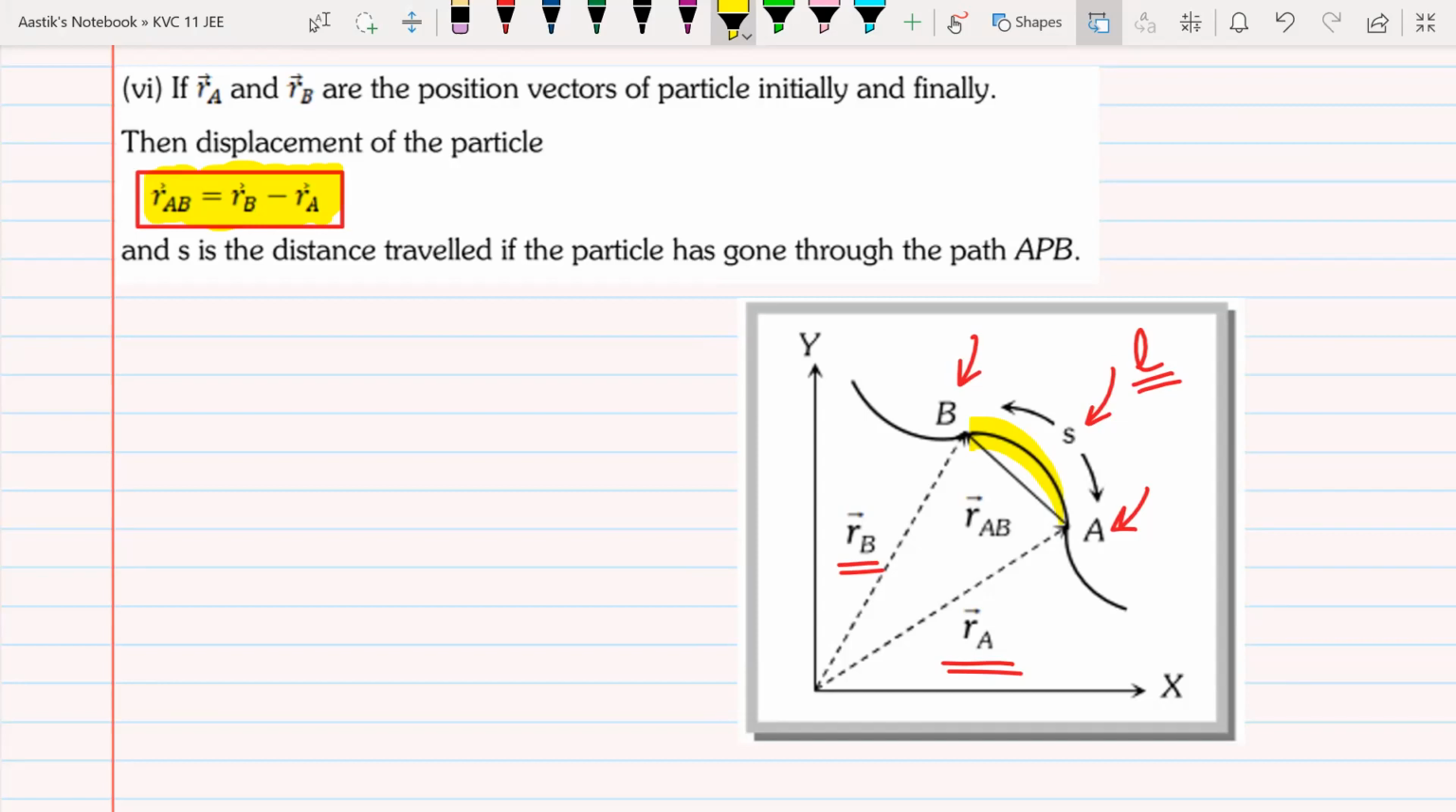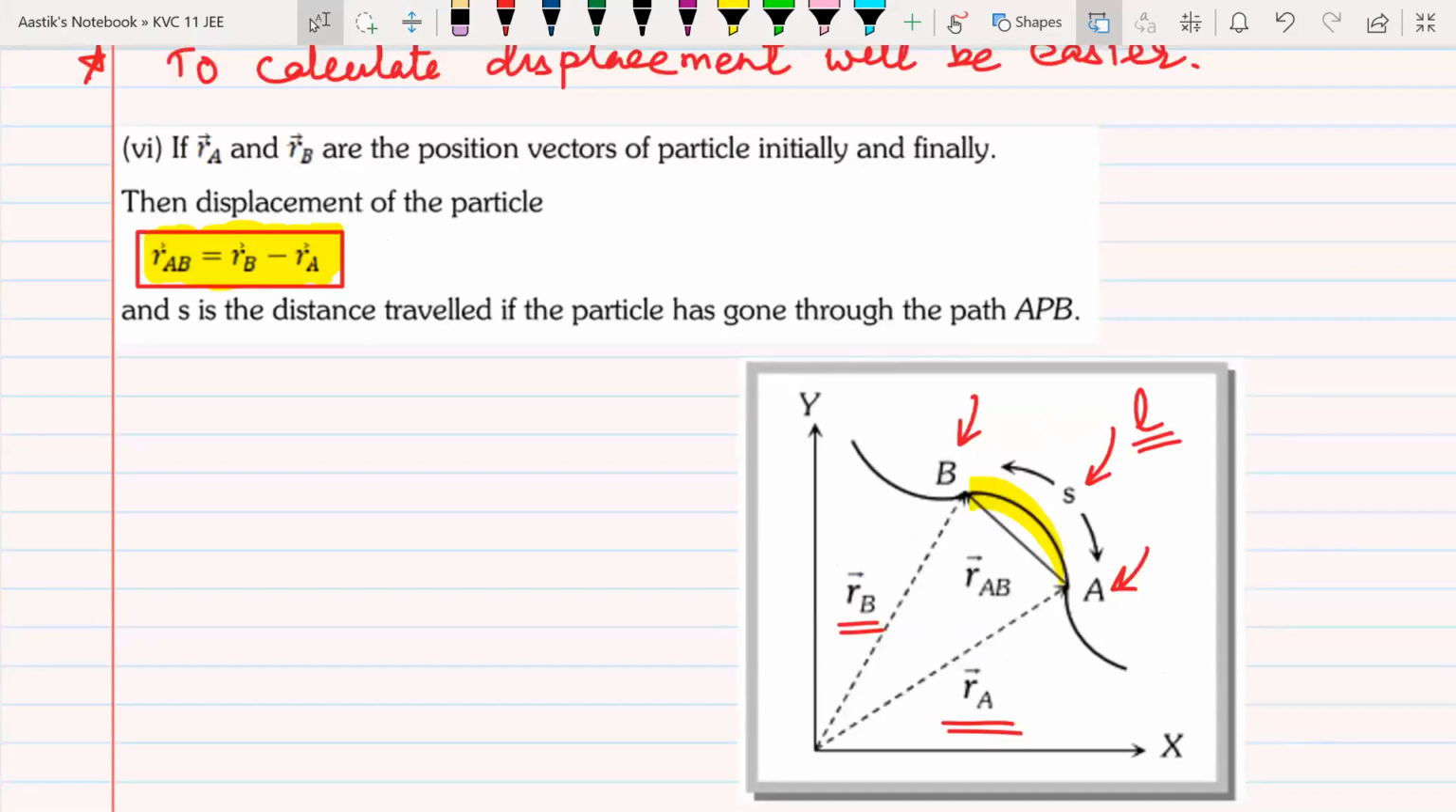Sir, can you explain once again, sir? What, beta? What do you want me to explain once again? Diagram. Which diagram? This diagram? What do I need to explain here? Yes, sir. It has moved from A to B, and the path is like this. It is circular sort of thing.